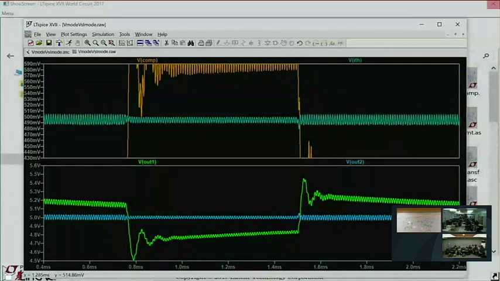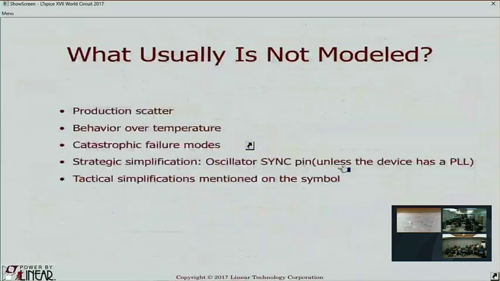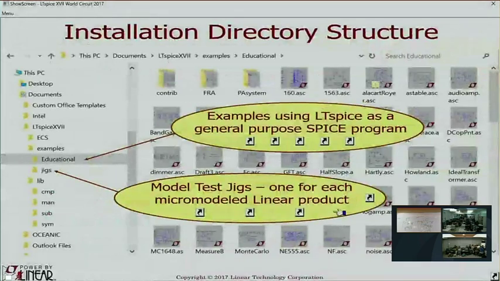So that's one of the advantages of current mode versus voltage mode: a current mode controller has, to first approximation, infinite line rejection, where a voltage mode controller has zero line rejection. Okay. So that's one support resource, all these jig circuits.